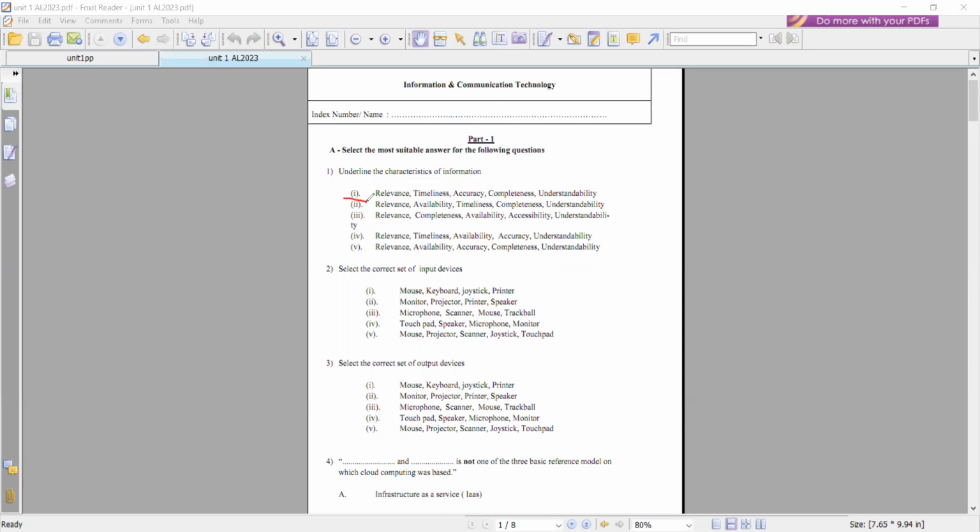Good. Second one, select the correct set of input devices. Input devices: microphone, scanner, mouse, and trackball. That is the third answer. Everyone has put the correct answer. Good.